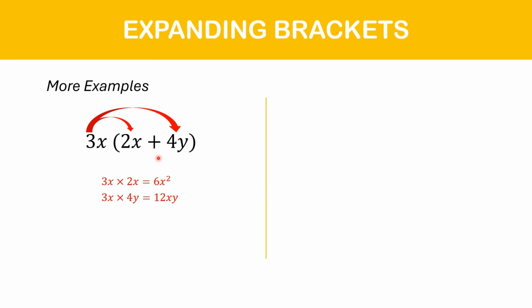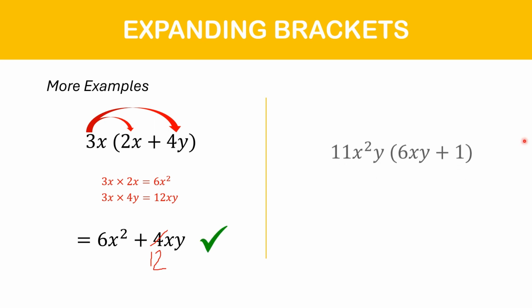And of course, we take our two answers just like normal, and we input them into an expression. 6x squared plus 4xy. Sorry, that should be 12xy. Let's just change that. 12xy. Fantastic. Okay, the next example, let's have a look.